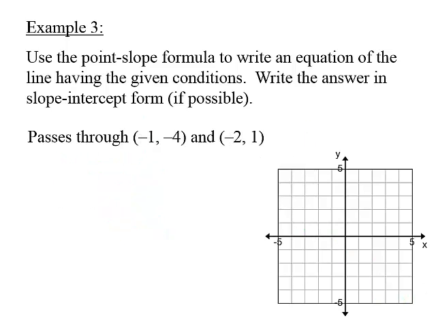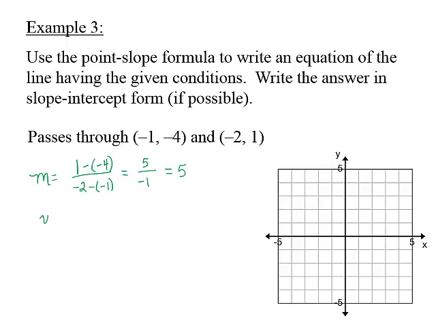Example 3, we want to find the equation of the line through -1, -4, and -2, 1. This one differs from the previous problems in that we are not told the slope explicitly, but we have enough information to find it. Knowing 2 points on the line, we substitute into the slope formula to find the slope first. y2 minus y1 is 1 minus -4, divided by x2 minus x1 is -2 minus -1. 1 plus 4 is 5, divided by -2 plus 1 is -1, so our slope is -5.